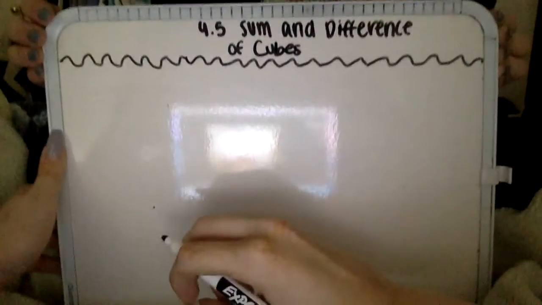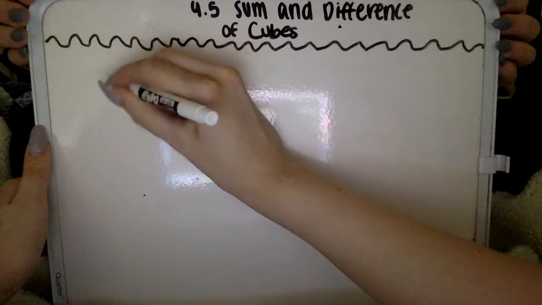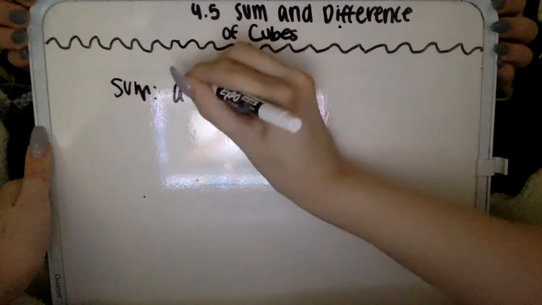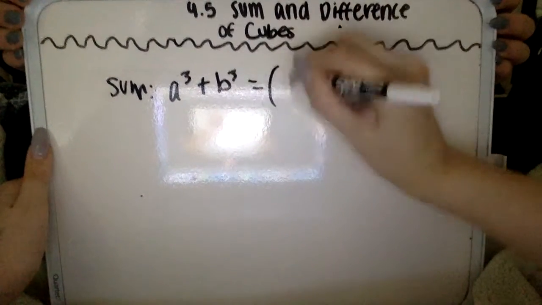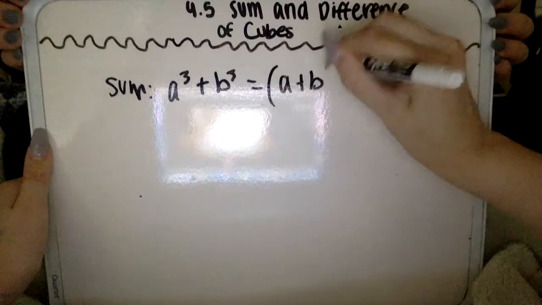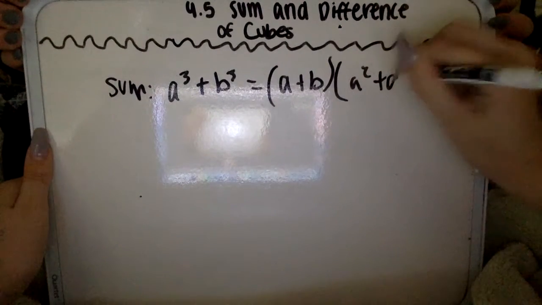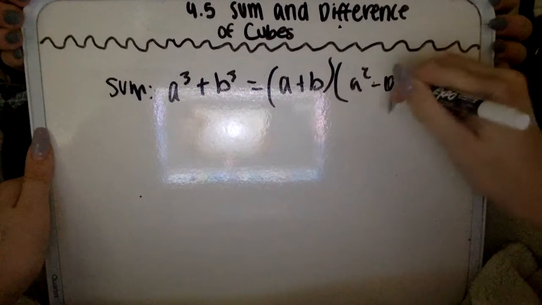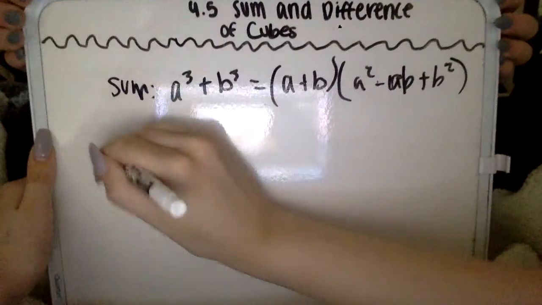Okay, so today we're doing the sum and difference of two cubes. For the sum, you have to follow equations. So a cubed plus b cubed would equal (a plus b) times (a squared minus ab plus b squared). And so you have to follow that equation.